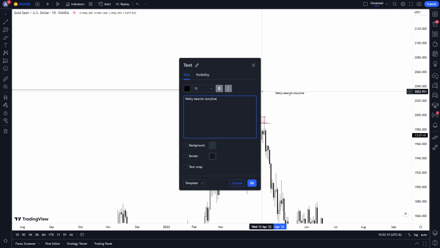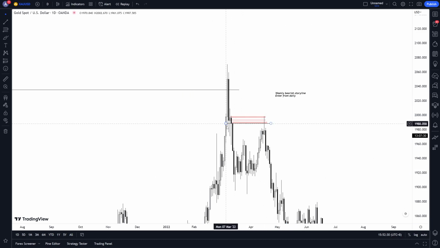Weekly bearish storyline. We know what? Enter from daily. Correct? That's it, man. But we don't know which one. We just need to confirm which one, or highly expect which one is going to react from. We don't know this one, we don't know down here, whatever. Which one starts the daily bearish storyline? That's it. So in this case, it's very convenient for us. All three get tapped. Okay, that's easy.